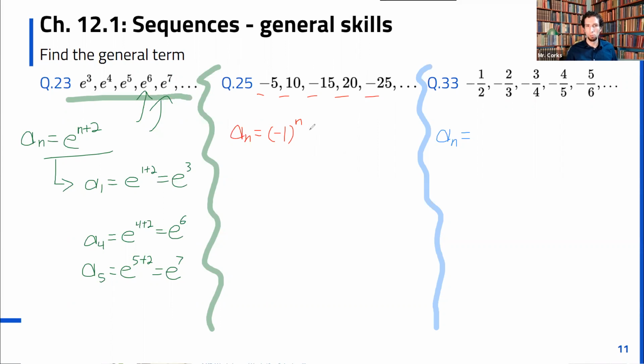Multiplied by 5n. Times 5n. Okay, so we saw this in the earlier examples. So let's just focus on the 5n part. When n is 1, this is 5. When n is 2, this is 10. When n is 3, this is 15, 4, 20. Okay, looks like it's working out and it will rebuild the sequence.